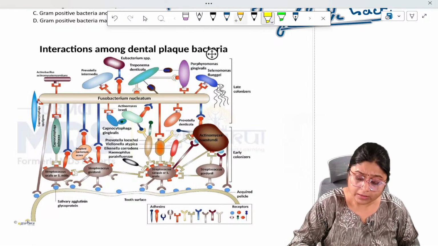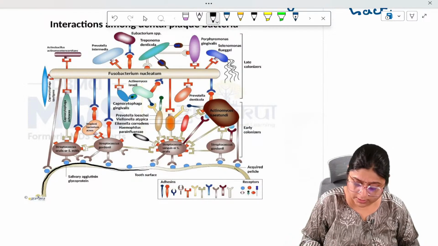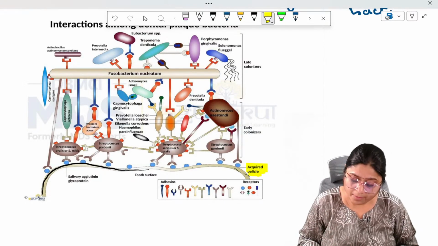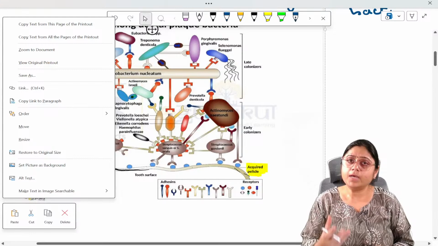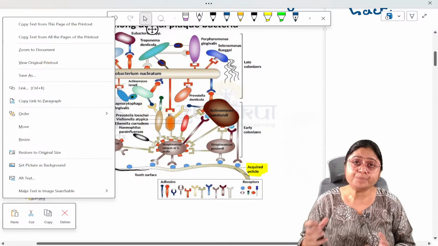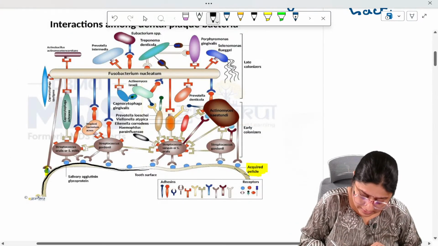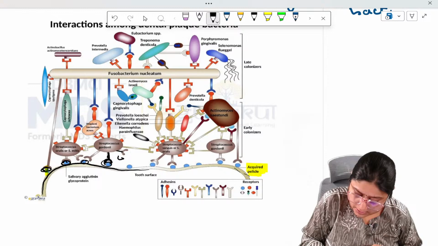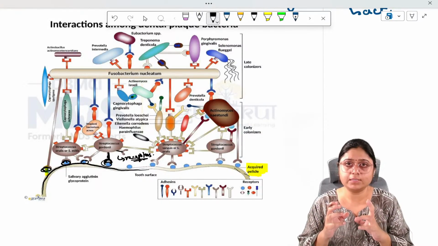This is the tooth surface, right? And on this tooth surface, the first layer that is formed is the acquired pellicle. Acquired pellicle is made of many proteins and carbohydrates, like polysaccharides, PRPs, histatins, statherins, all these are proteins which are there in the pellicle, and these molecules combine with these complex receptors. These are the receptors.